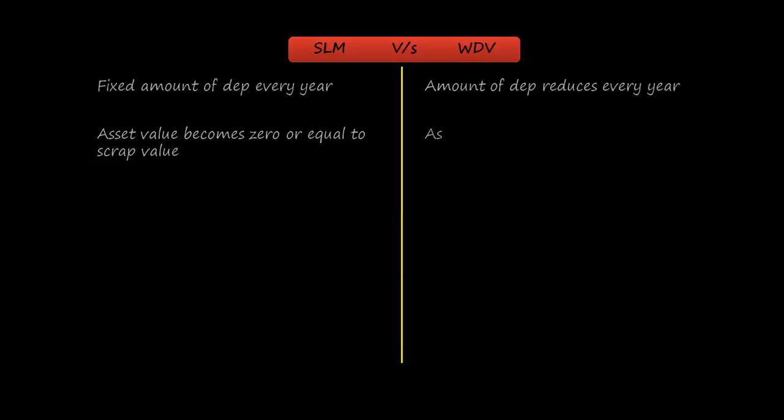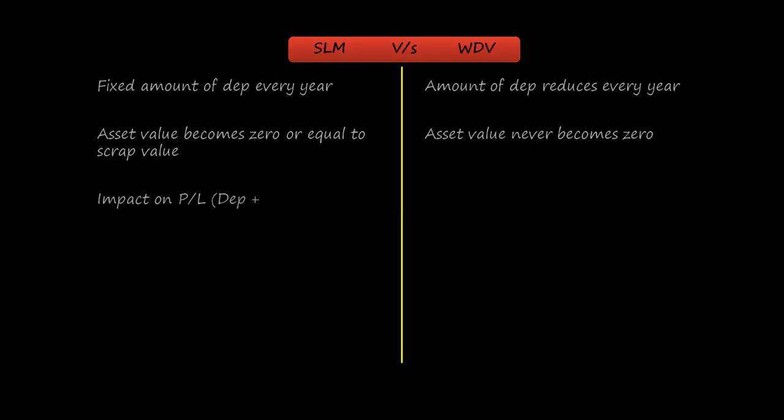But this will not be the case under WDV. Asset value never becomes 0 because you keep on applying the rate of depreciation on the reduced balance, on the WDV. So don't you think the amount of depreciation will keep on reducing, and at some point will arrive where the amount of depreciation will be negligible, maybe 5 rupees, 2 rupees, where you have to compromise and simply write off the entire depreciation, say 100% in the last year, just to forcibly bring the WDV to 0, because it will automatically never come to 0, unlike the SLM method. So this is the point of difference.